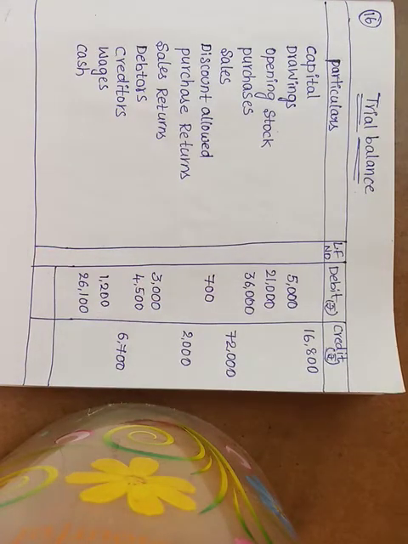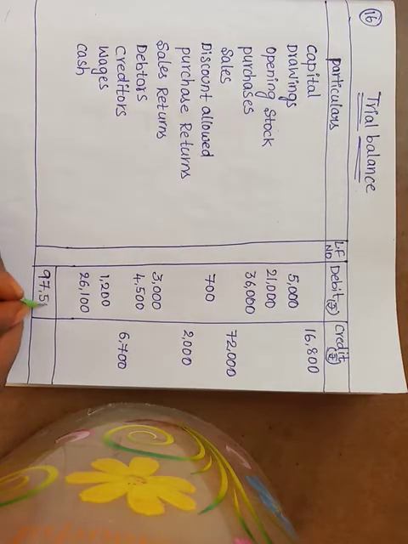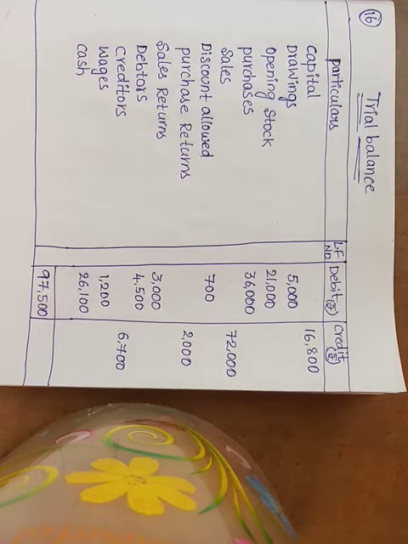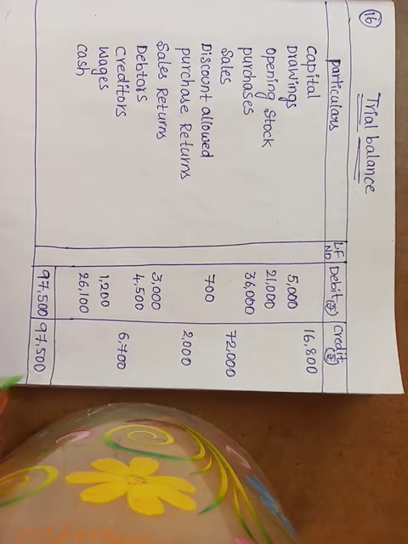First, do the total of debit side. 5000 plus 21000 plus 36000 plus 700 plus 3000 plus 4500 plus 1200 plus 26100. Debit side total is 97,500. Okay, now credit side is 16,800 plus 72,000 plus 2,000 plus 6,700. Okay, so trial balance tallied. Okay, this is a problem.